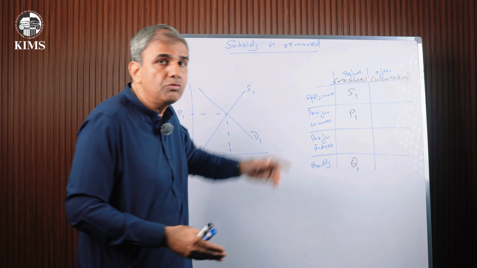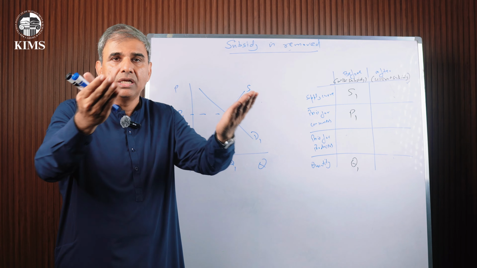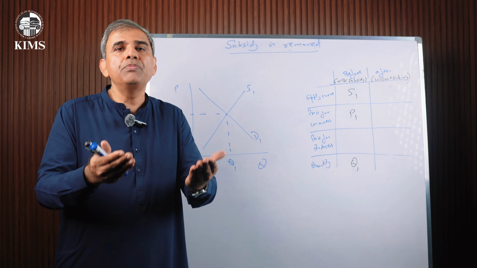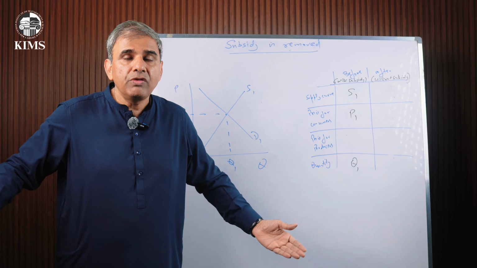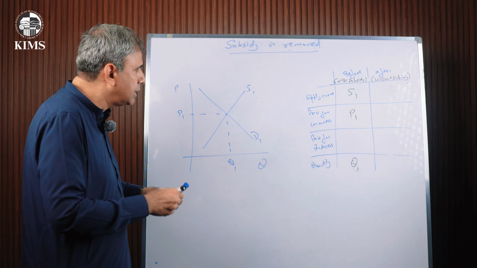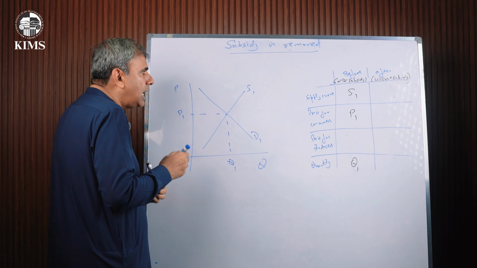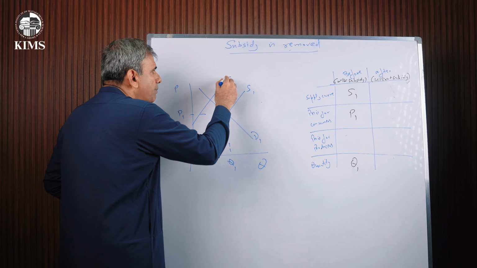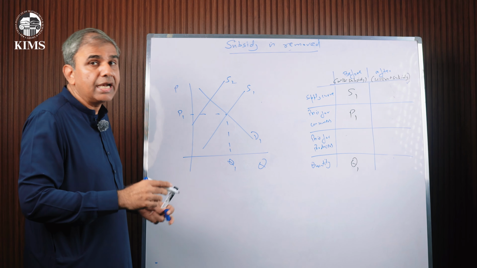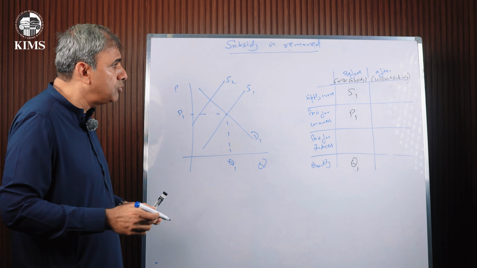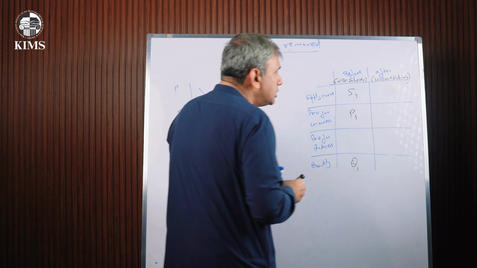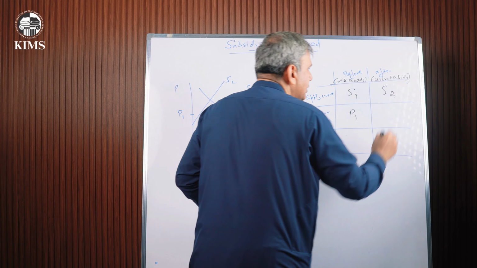When the subsidy is removed, it raises cost of production. The impact is similar to the imposition of an indirect tax. So when cost of production rises, supply curve shifts to the left, or supply curve shifts upward by the amount of subsidy that has been removed. The supply curve without subsidy is a higher one, and that is S2.